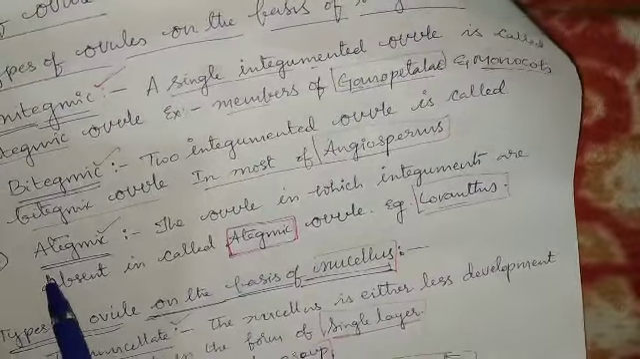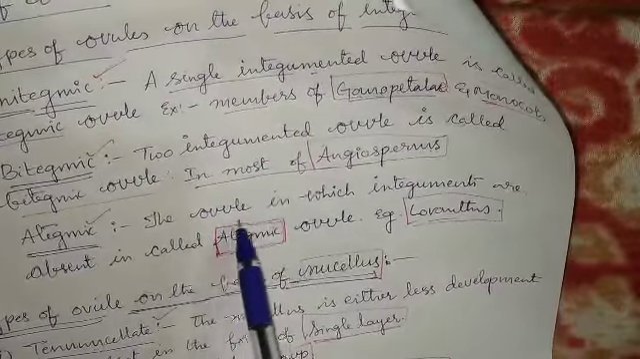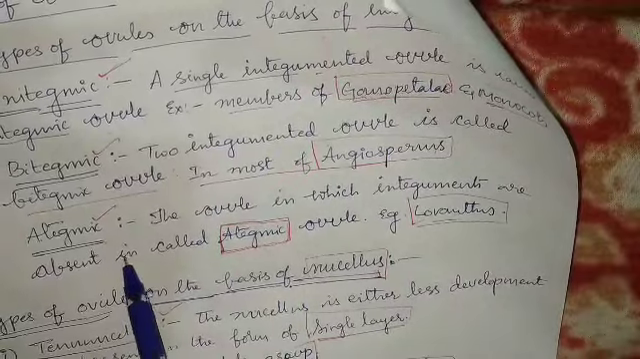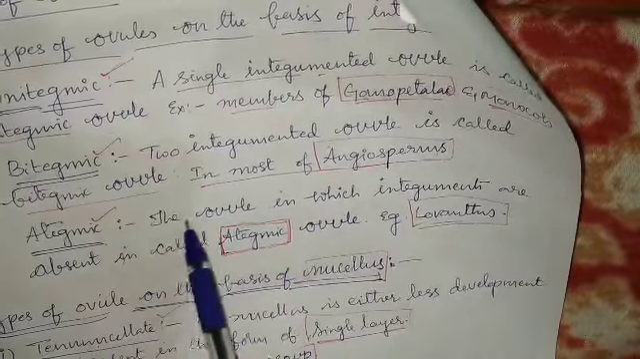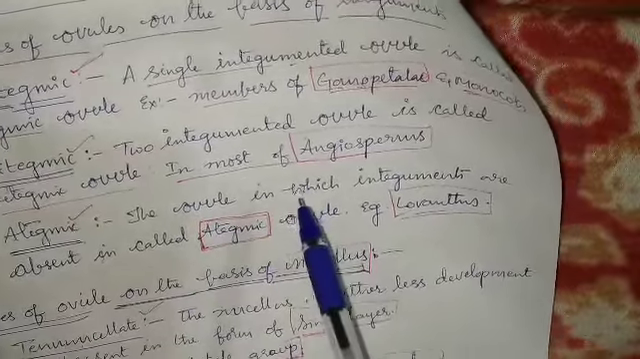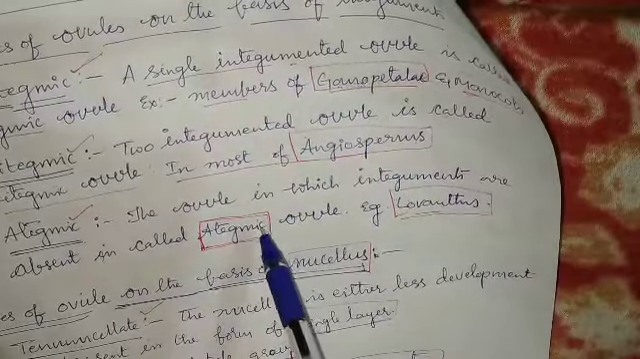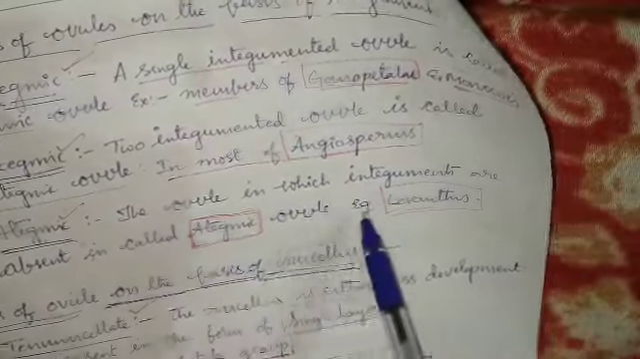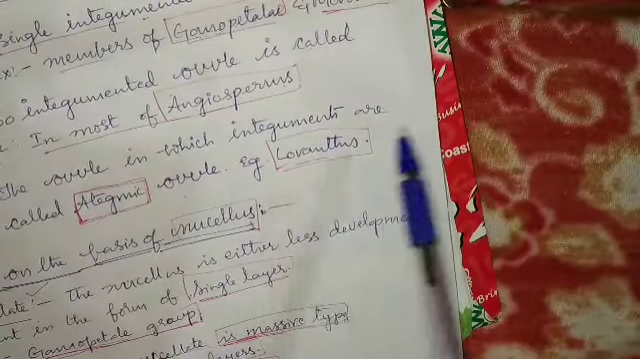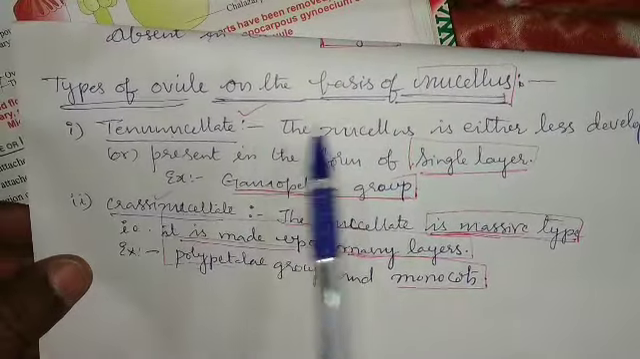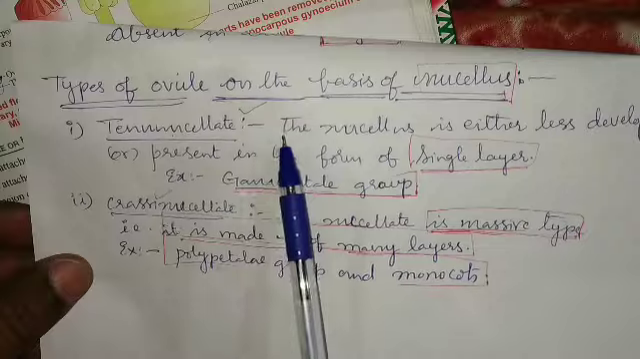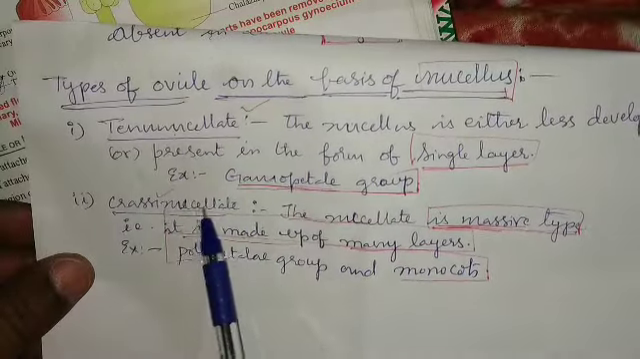Next, the ategmic ovule. An ategmic ovule is an ovule in which integuments are absent. No integuments surround the main body of the ovule, that is the nucellus. Example of the ategmic ovule: Loranthus. Next, types of ovules on the basis of the nucellus. What are they? Tenuinucellate ovule and crassinucellate ovule.